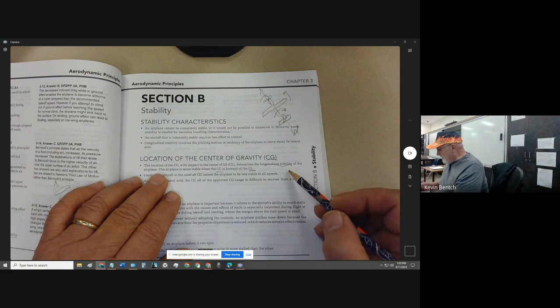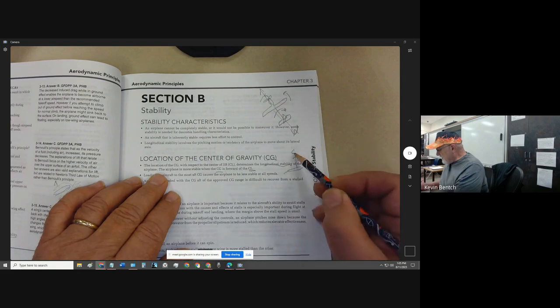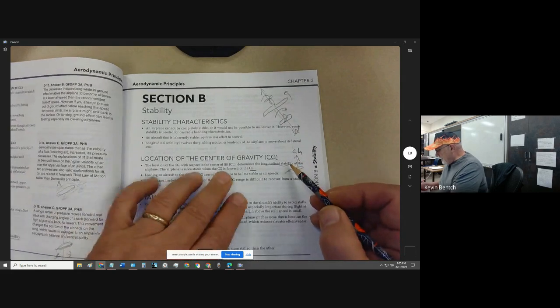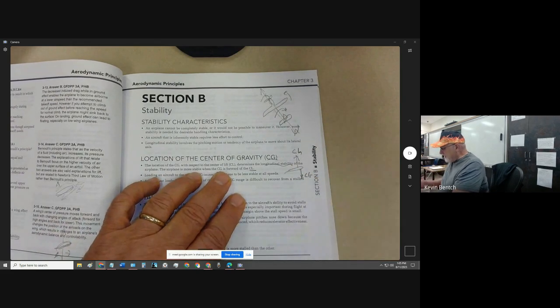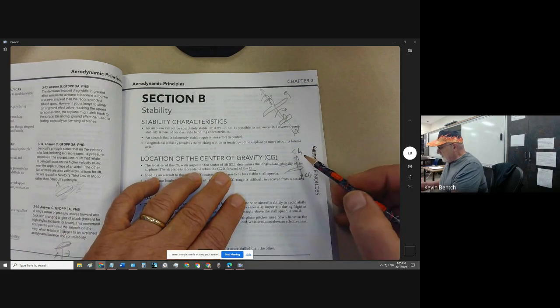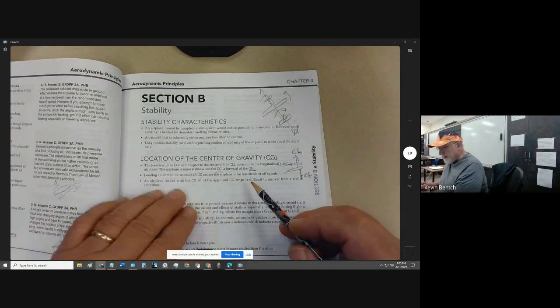So if you have your wing here, and you have your center of lift here, CL, we want CG to be just a little forward of that. So this is your CG right about here. CG is just a little ahead of the center of lift. All will be well, or more stable, etc.